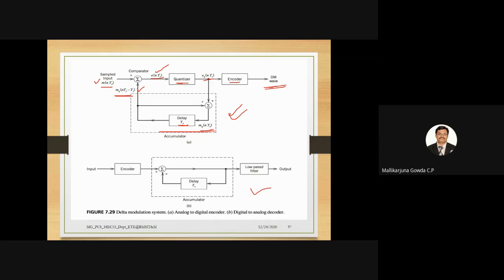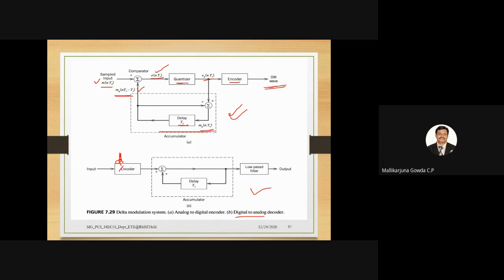Okay. And this is the demodulator circuit. Here we do analog to digital conversion, right? So this has to do the reverse process, that is, the digital signal will be the input and it has to convert that to analog, right? So that is what is called a digital to analog decoder. So actually it is a decoder, not an encoder. I think there is a print mistake.